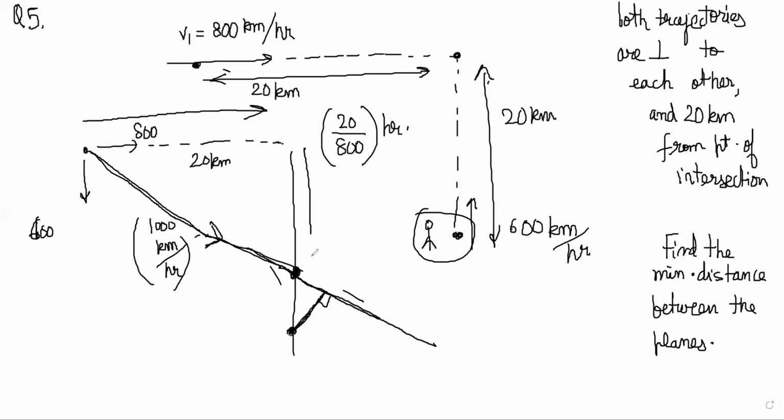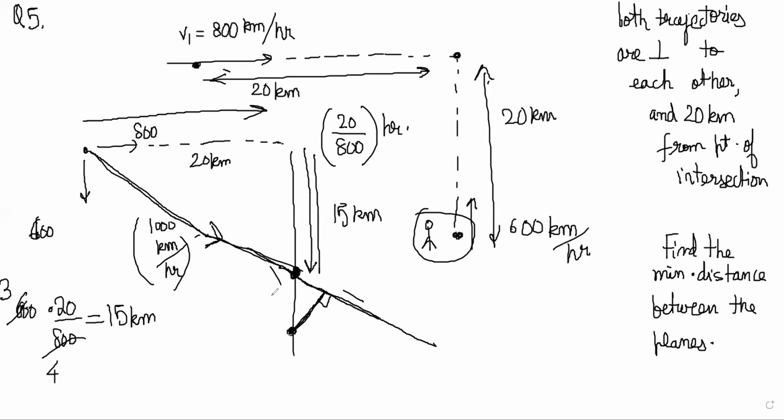So how far below have you come? You will go 600 kilometers per hour into that much time. So 600 into 20 by 800, which is equal to 3 by 4 times 20, so that is 15 kilometers. So basically you have gone 15 kilometers down. That is the point of intersection. So clearly this is 5 kilometers from this point, right? 5 kilometers from this point.